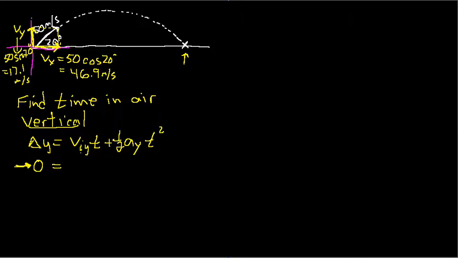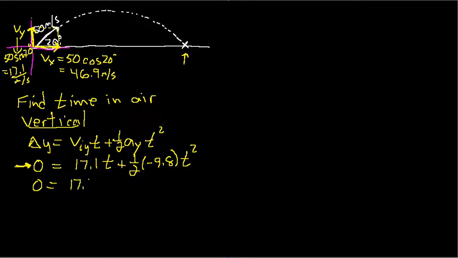Now, the initial velocity in the y direction is where it starts. In this case, it's not going to be 0. The initial velocity, we said, is 17.1. So let's put that in: 17.1 times the time. That's what we're trying to figure out. We don't know that. Plus 1/2, what's the acceleration? Negative 9.8 t squared. So let's look at this algebraic equation. 0 is equal to 17.1 t minus 4.9 t squared, because half of 9.8 is 4.9.